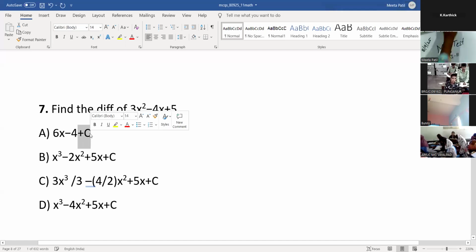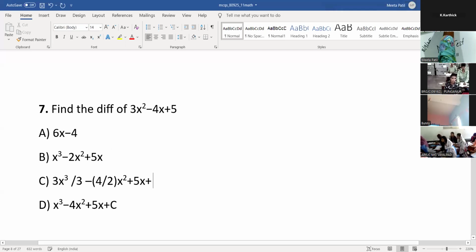Here you will have the options. Option A 6x - 4, option B x³ - 2x² + 5x, option C 3x²·x³/3 - 4/2 x² + 5x, and option D x³ - 4x² + 5x.